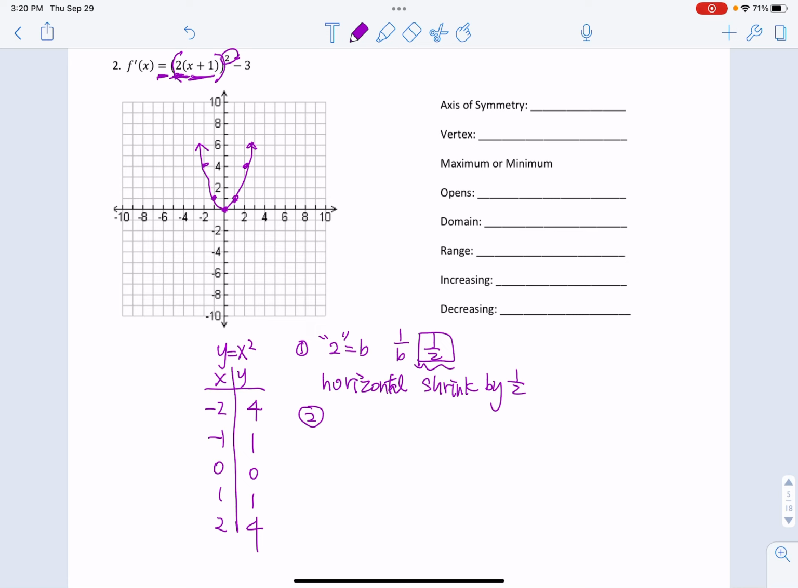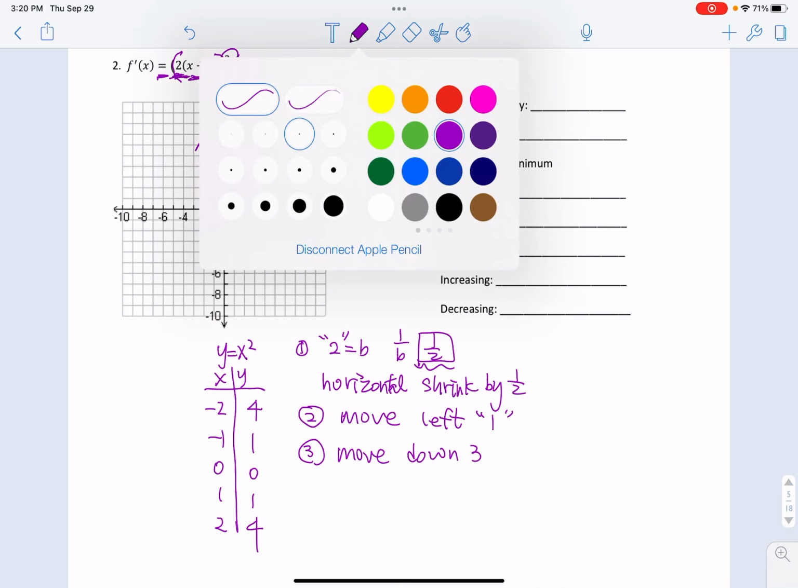And then x plus 1, you have to think of it as the opposite sign because we express it as x minus h. So x plus 1 means move left 1. And then outside, the very outside, -3 means move down 3.